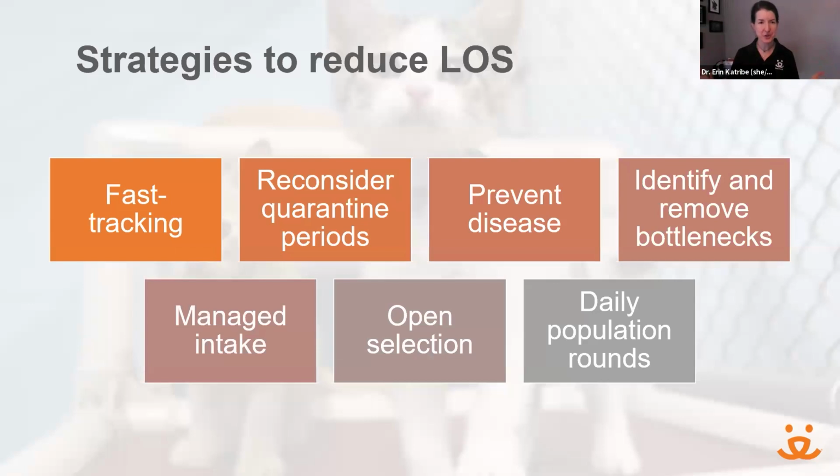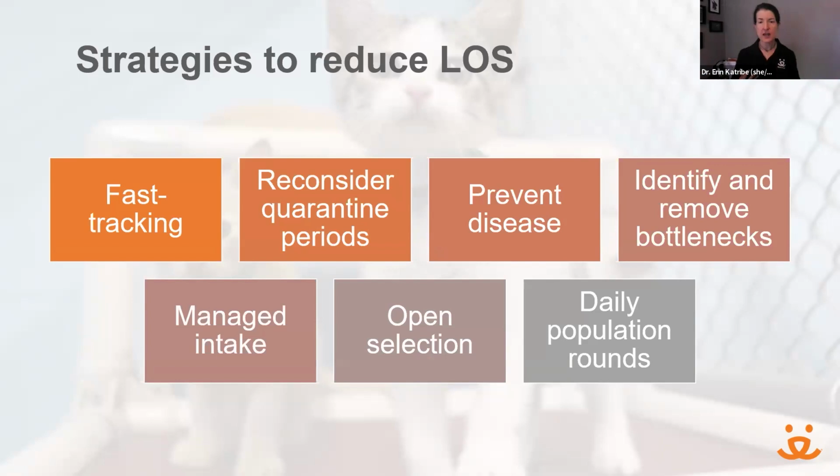Now, we could have an entire session about reducing length of stay, and we do have lots of resources on our network.bestfriends.org on how to reduce length of stay. But this is just a preview. It's fast tracking. So these highly adoptable pets, especially our puppies and kittens, let's get them through the shelter system as fast as we can.